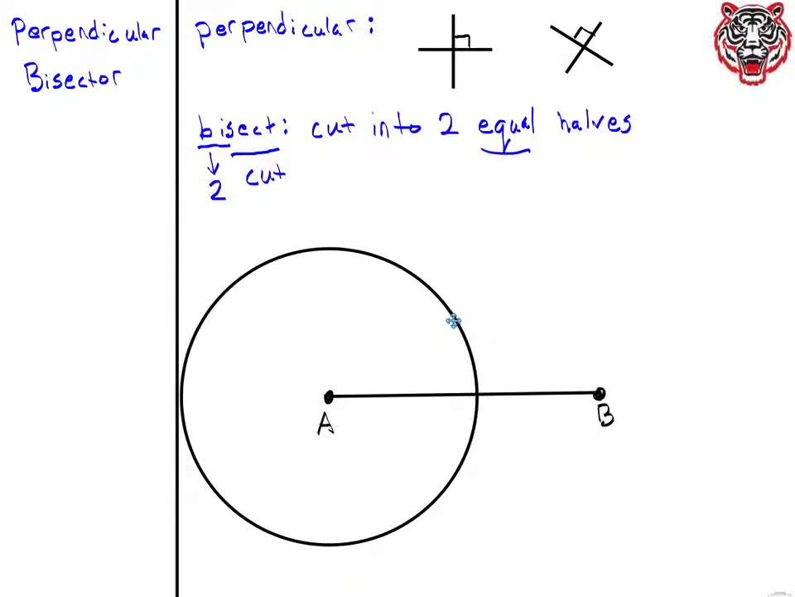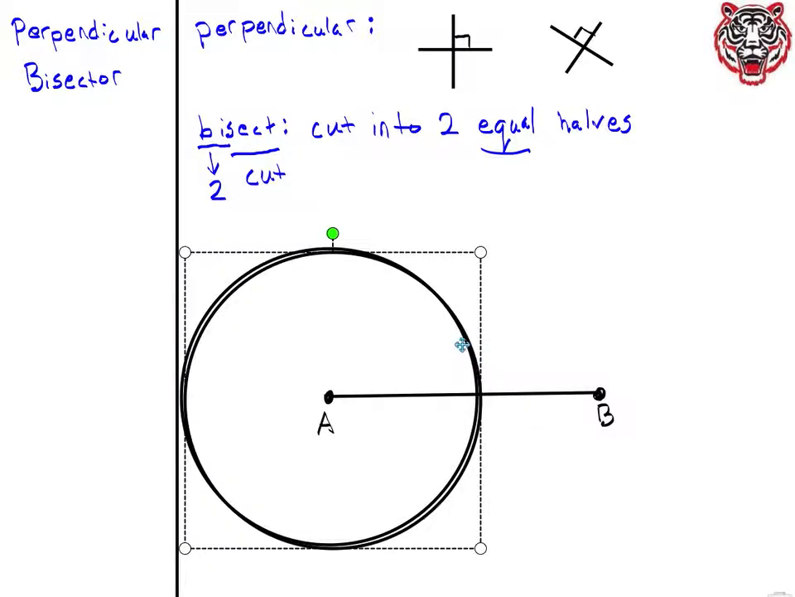And make A the center of that circle. So I'm going to guesstimate that it looks like right there. And then, while keeping the same distance with your compass, you don't change the width of the compass, draw another circle with B as its center.